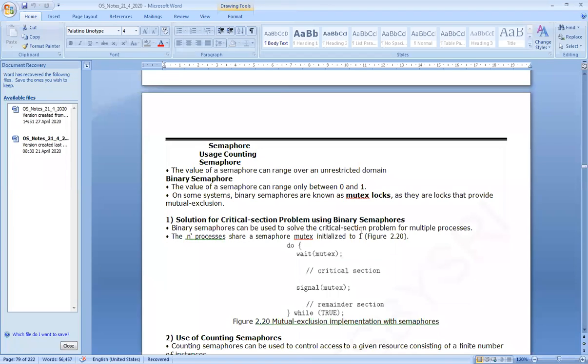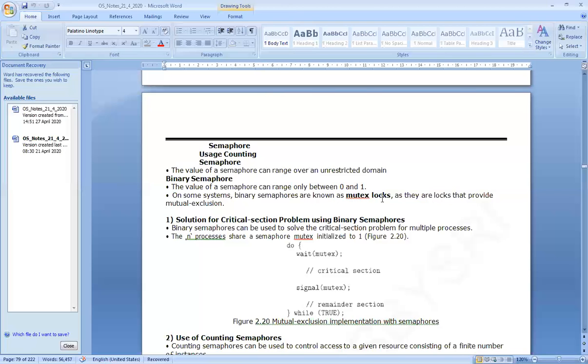So what is this critical section problem? As I explained, we have four different sections in the critical section problem: the entry section, then the critical section, then the remainder section and the exit section. So we studied how to use semaphores in solving the critical section problem in our previous class.